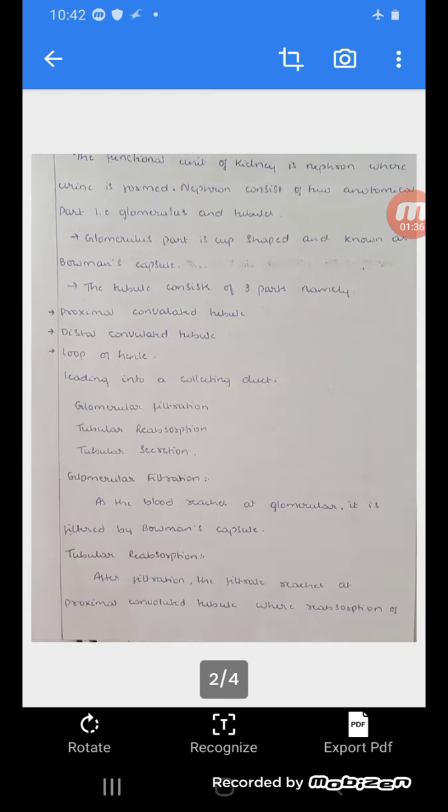Coming to functions of the kidney. The functional unit of the kidney is the nephron, where the urine is formed. The nephron consists of two parts, that is glomerulus and tubules. The glomerular part is cup-shaped and known as Bowman's capsule. Tubules consist of three parts, namely the proximal convoluted tubule, the distal convoluted tubule and the loop of Henle, which leads to the collecting duct.